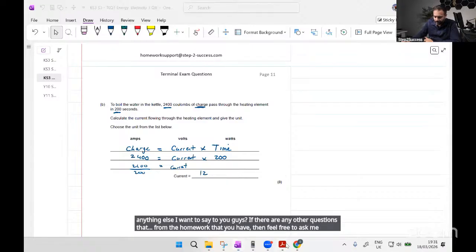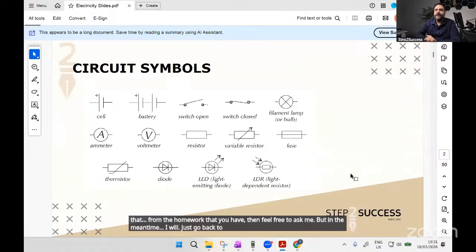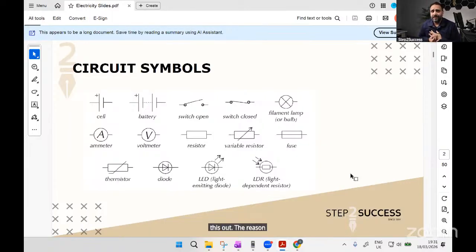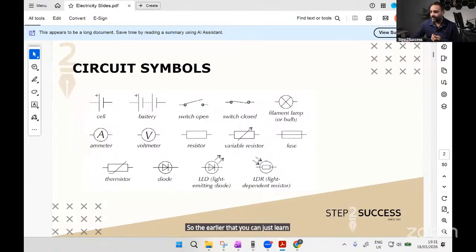But in the meantime, I will just go back to this, which I think the younger students I taught the other day, I made you draw out. The reason I made you draw it out was because as I was doing some other GCSE physics exams with other students, there were several questions that just said draw the circuit symbol, and some people didn't know the circuit symbols. So the earlier you learn what these symbols are, the better you will be able to do that.